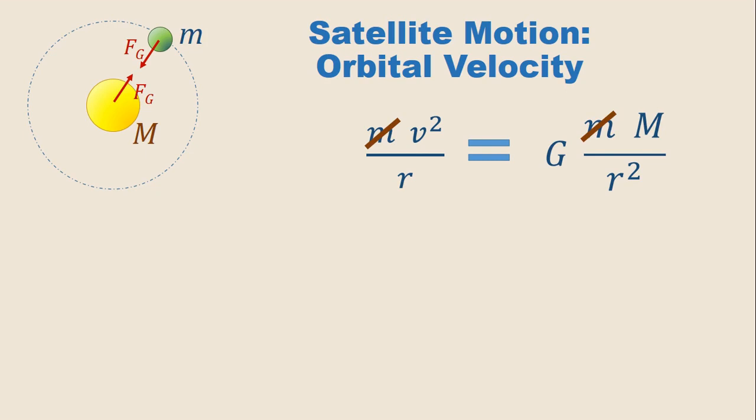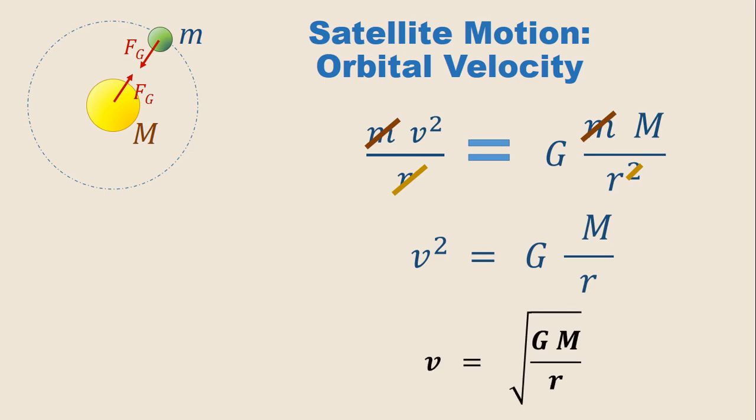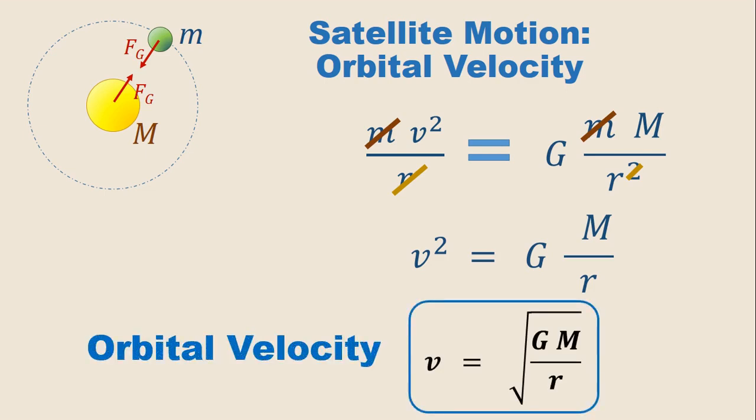Also notice that there is an r on the bottom of both fractions. On the left, we cancel out the radius, and on the right, we cancel out one of the radii squared. This leaves us with an expression of v squared equals GM over r. Our last step in solving is to take the square root of both sides of our equation. This gives us our orbital velocity equation. V equals the square root of GM over r.